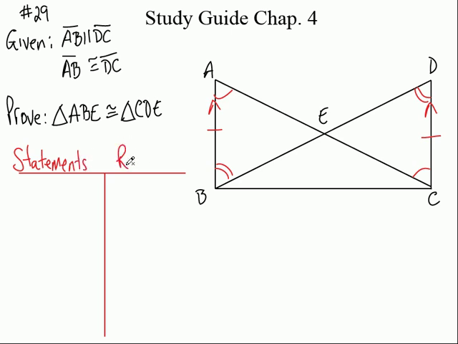Alright, and reasons. This is what I want to see on your proof. I want to see a two-column proof. I want to see statements. I want to see reasons. Now, the picture's already drawn for you on the test. You don't have to bother redrawing the picture, or even restating all this stuff. But this is what I want to see.